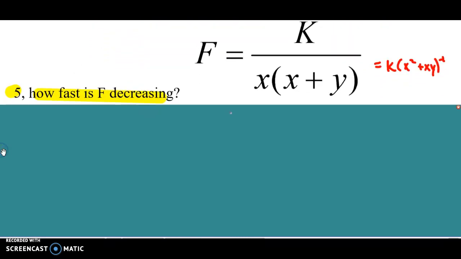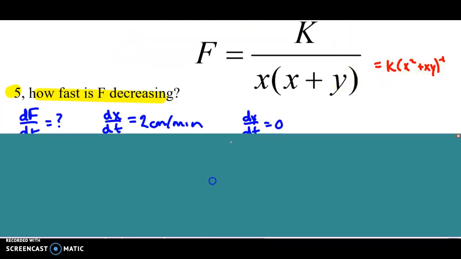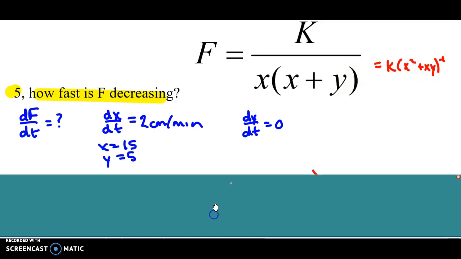First, just keep in mind I rewrote this so that taking the derivative would be easier. I recognize my given information. I know that we're solving for dF/dt. I know that the derivative of x with respect to time is 2 centimeters per minute, when x is 15 and y is 5. And I also know that dy/dt is 0.